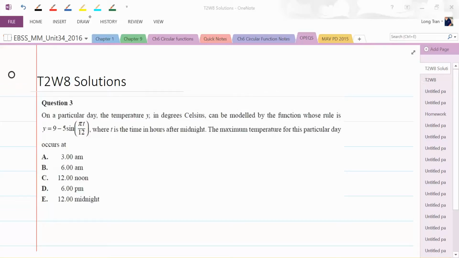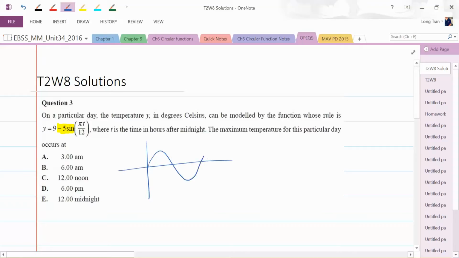Okay, so first thing to notice is that it's a negative sine graph. Actually, I thought it wasn't at first, but this is a negative sine graph. And obviously the plus 9 just tells me it's translated up by 9, and the amplitude is 5. So you can already picture it's the same shape, just shifted up.